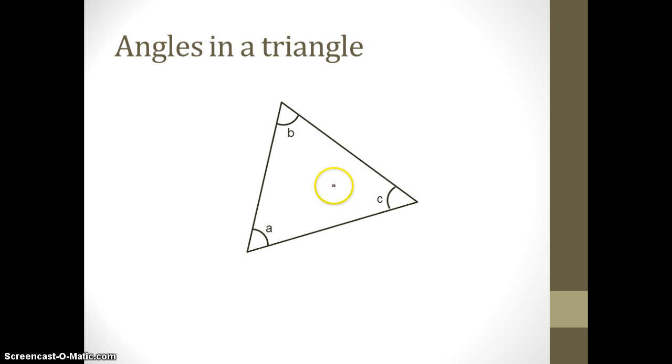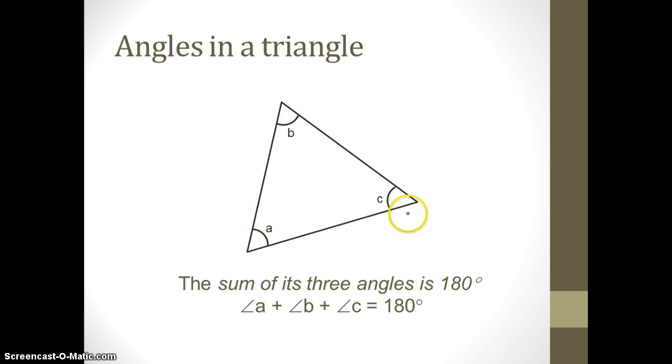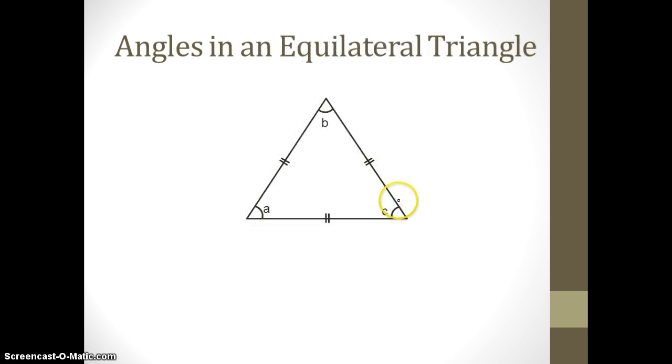Angles in a triangle. The three angles inside a triangle will add up to 180 degrees. So angle A plus angle B plus angle C is 180 degrees.